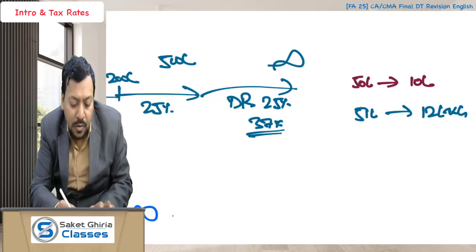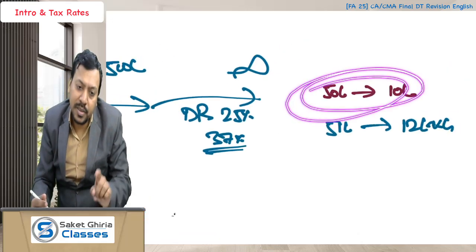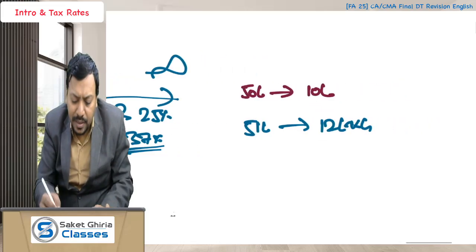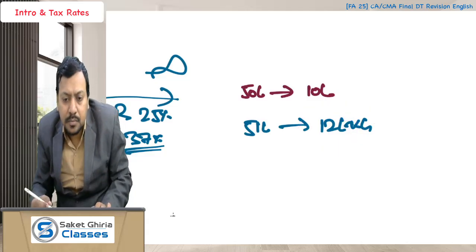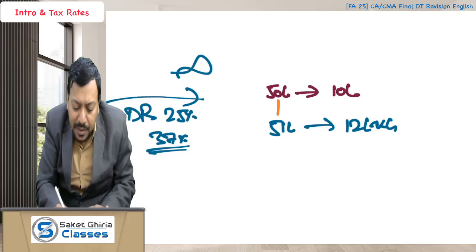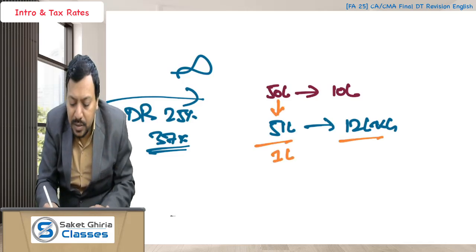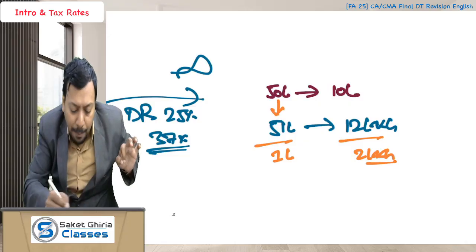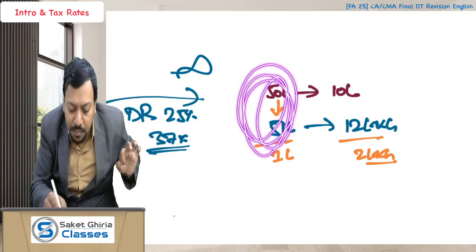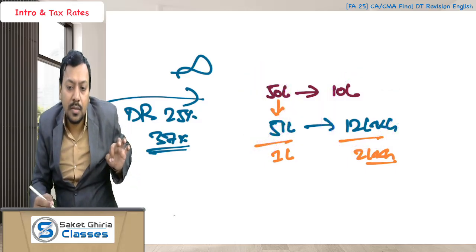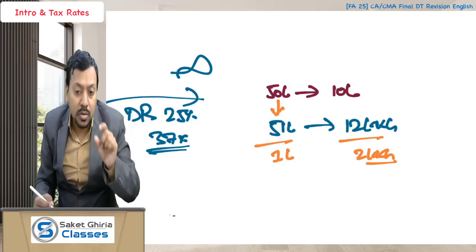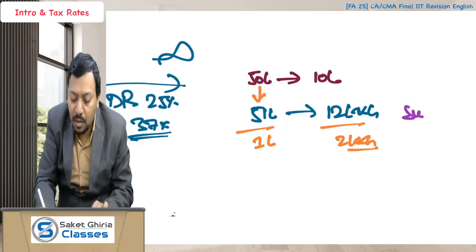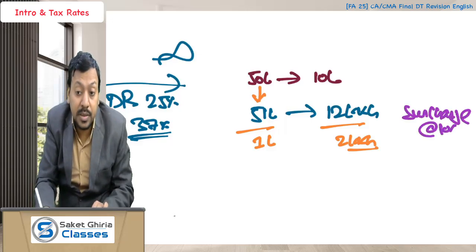If my income was 50 lakh rupees, the tax liability applicable on me was 10 lakh rupees. But as my income increased from 50 lakh to 51 lakh rupees, my tax liability increased to 12 lakh rupees. The increase in my income is only 1 lakh rupees, but because of this increase in income of 1 lakh, how much did my tax liability increase? By 2 lakh rupees. Sir, how is it possible? It is very much possible, because of a tax which is known as surcharge, at the rate of 10%.